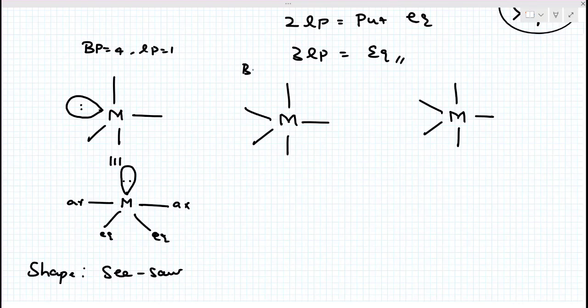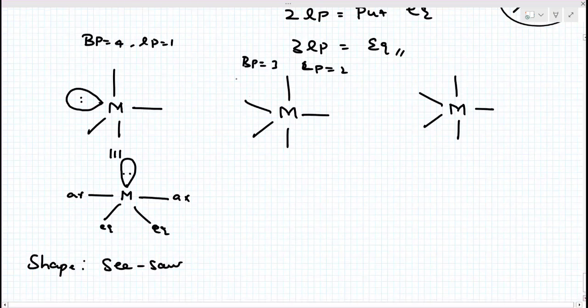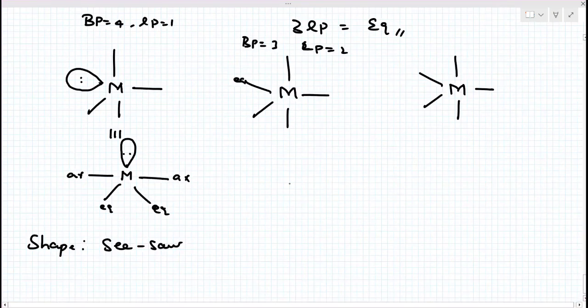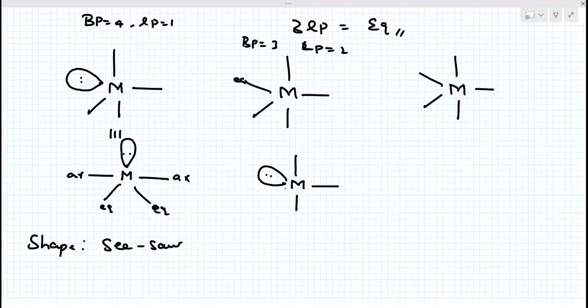In the second case, bond pair is 3 and lone pair is 2. Now where do I put the lone pair? Equatorial, right? This is an equatorial bond, and I remove this equatorial bond. This is the central atom. Here I put a lone pair, and this is a lone pair.